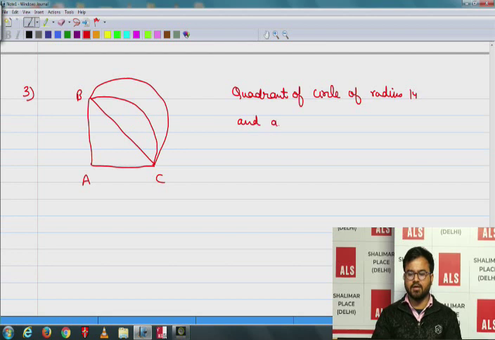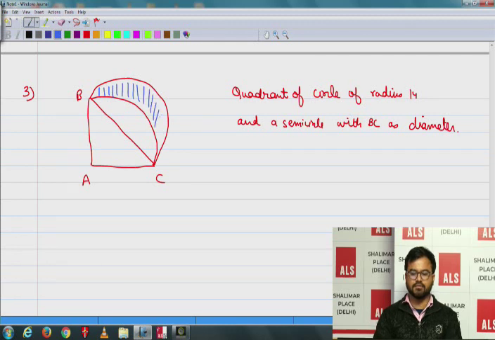and a semicircle with BC as diameter that is drawn. So we have to find the area of this shaded region. This is the quadrant of the circle, and since it is a quadrant, 1/4 of a circle, so this is 90 degree.